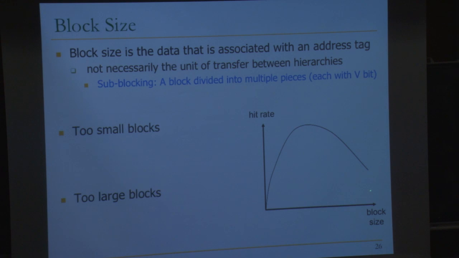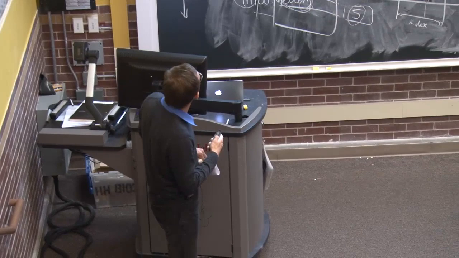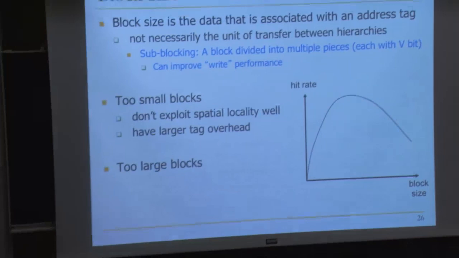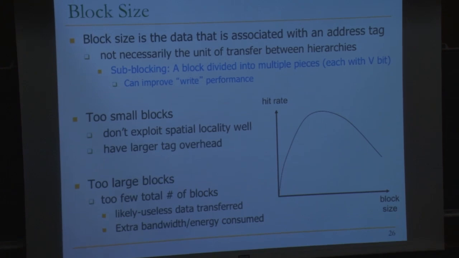If you have too large blocks, you can store, well, this is for a given cache size. If you fix the cache size, total data store size, and you have too large blocks, that means you can store a fewer number of blocks in the cache. And maybe if you don't have spatial locality, you're not exploiting your cache well. If you have too small blocks, you don't exploit spatial locality well, and you have larger tag overhead. If you have too large blocks, then you have too few total number of blocks. That's why your hit rate may decrease.